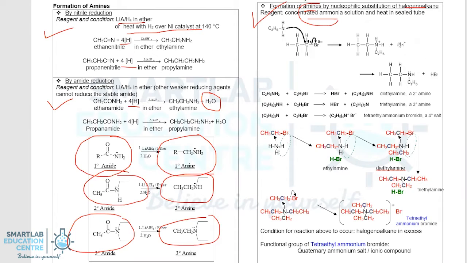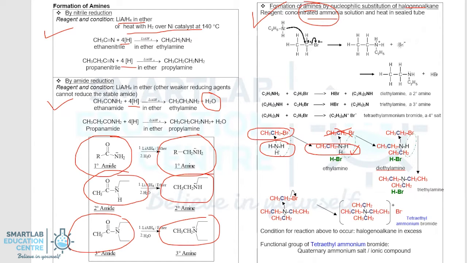Finally, you can also produce amine by nucleophilic substitution of halogenoalkane. So amines can be produced by nucleophilic substitution of halogenoalkane. You can do that using ammonia reacting with haloalkane and ensuring that haloalkane is limited. So in this case, the reaction will stop here. There's limited halogenoalkane, so this will be the ethylamine that you get.